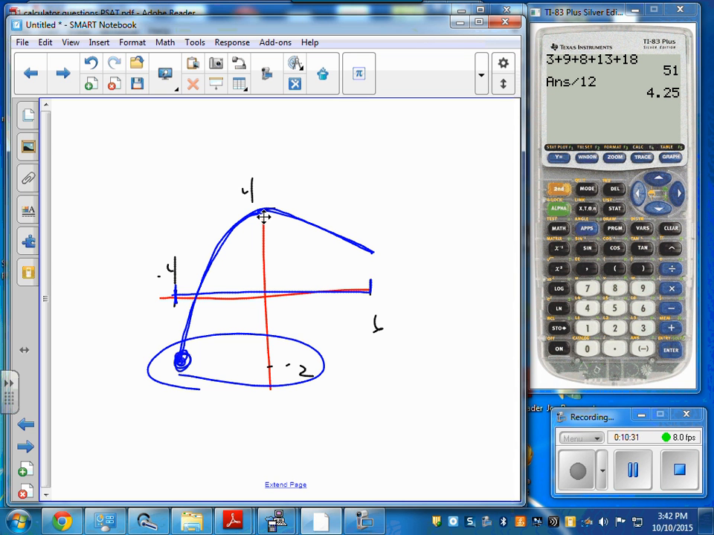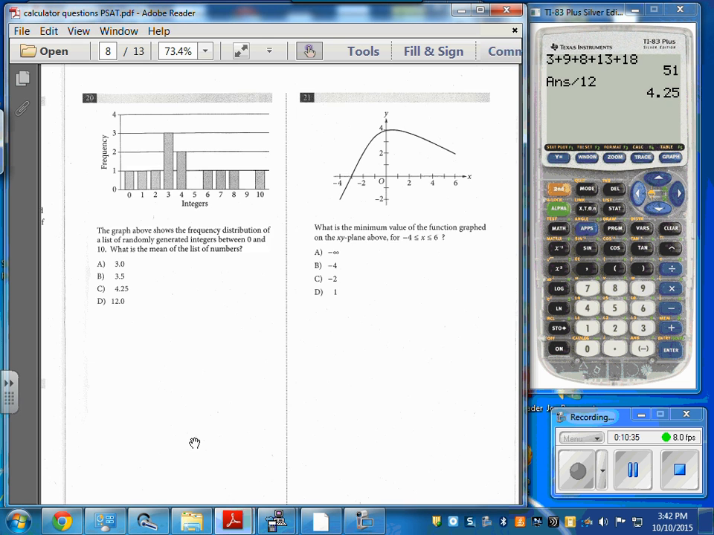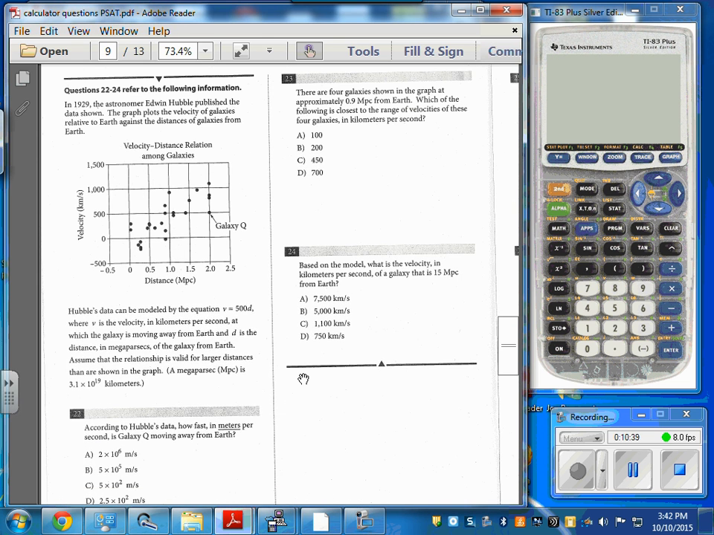Okay, number 22, another scatter plot. So in 22, let's see, Hubble published the data shown. The graph plots velocities on the left against the distance from Earth on the bottom. And so velocity, that would be the speed, how fast they're going. Notice the units, it's kilometers per second. So some of these guys are not moving if they're near 0. They're like not moving relative to the Earth.